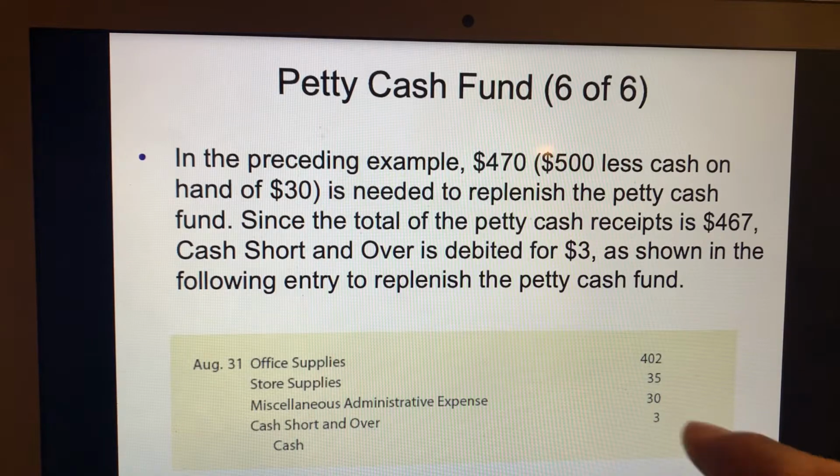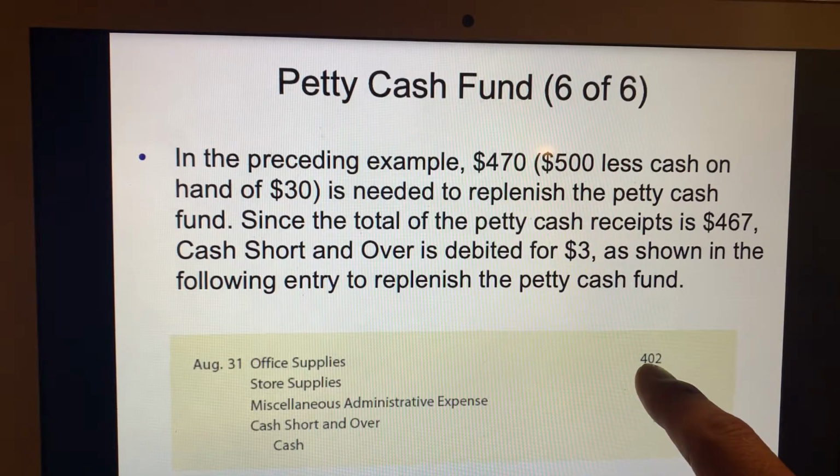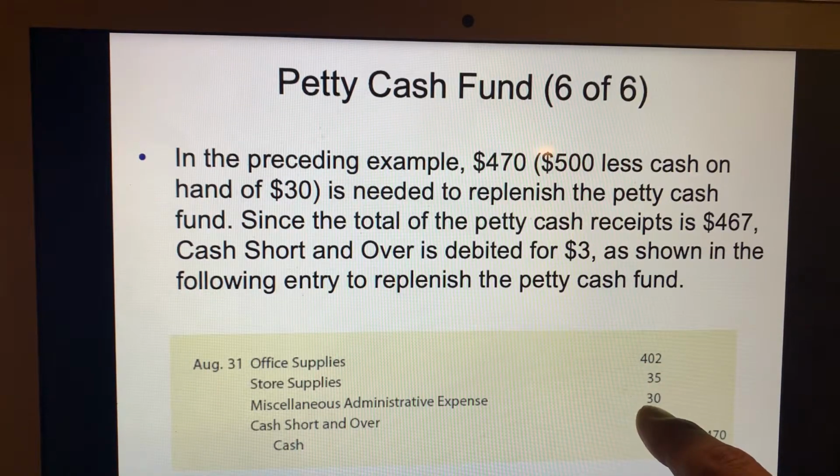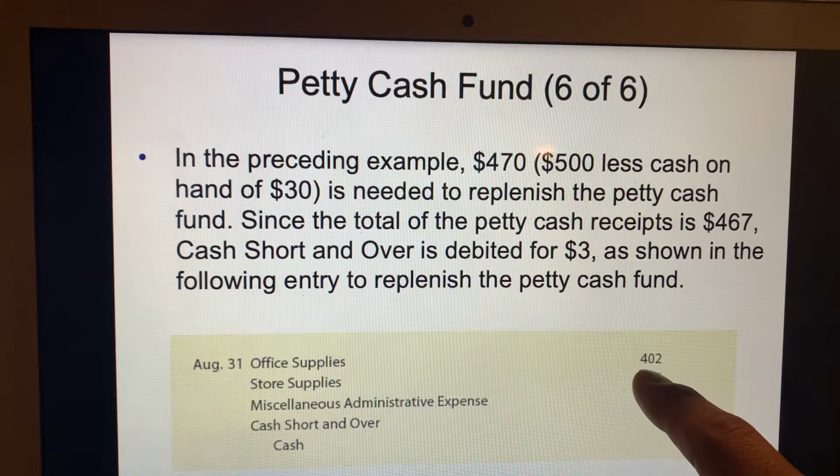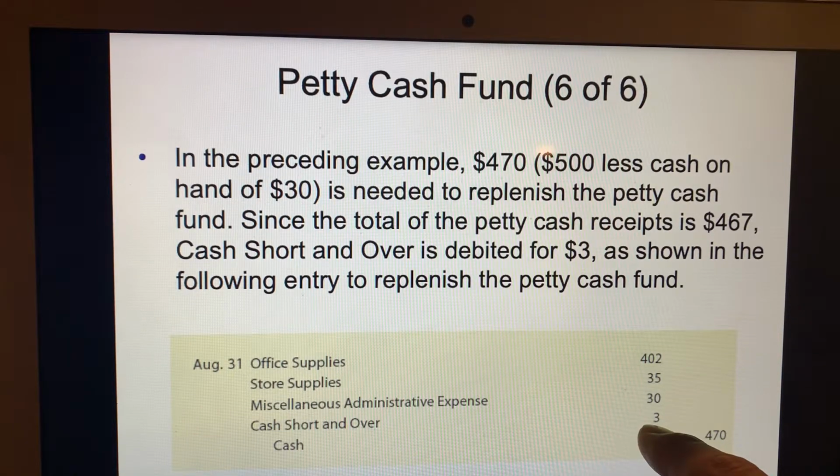Oh, here it is. So 402 goes to office supplies, 35 store supplies, 30 admin expense, and then overage and shortage. So these are all going to expenses. These are all going to the income statement, and our cash, we're taking that and deducting that from cash as well. Okay, because don't forget a debit and a credit. If it's a credit in cash, that means it's decreasing cash.